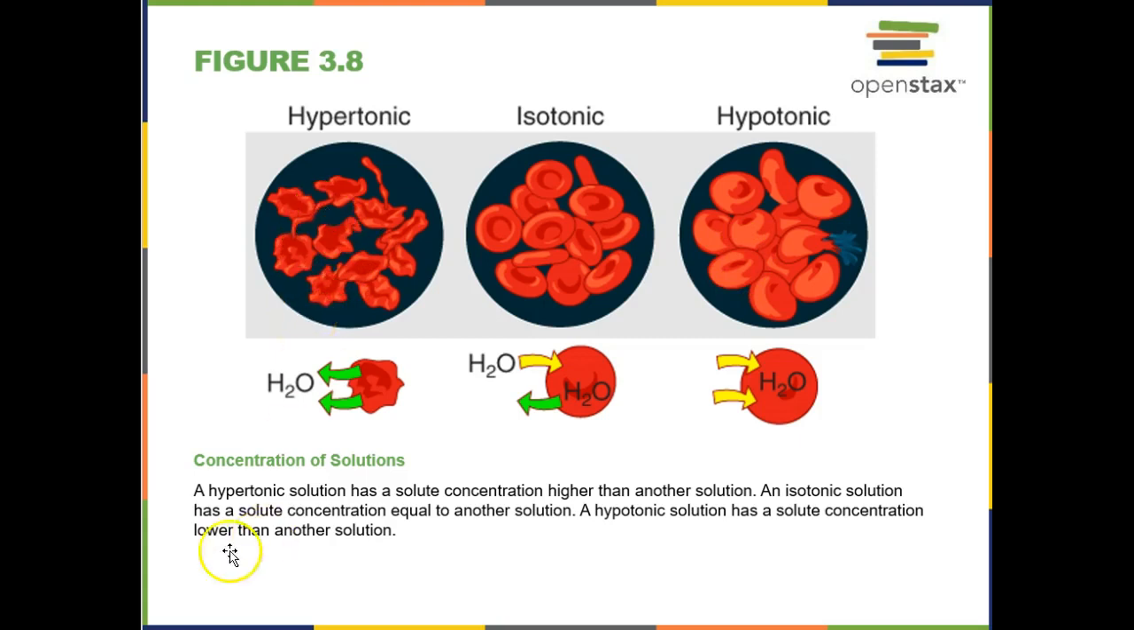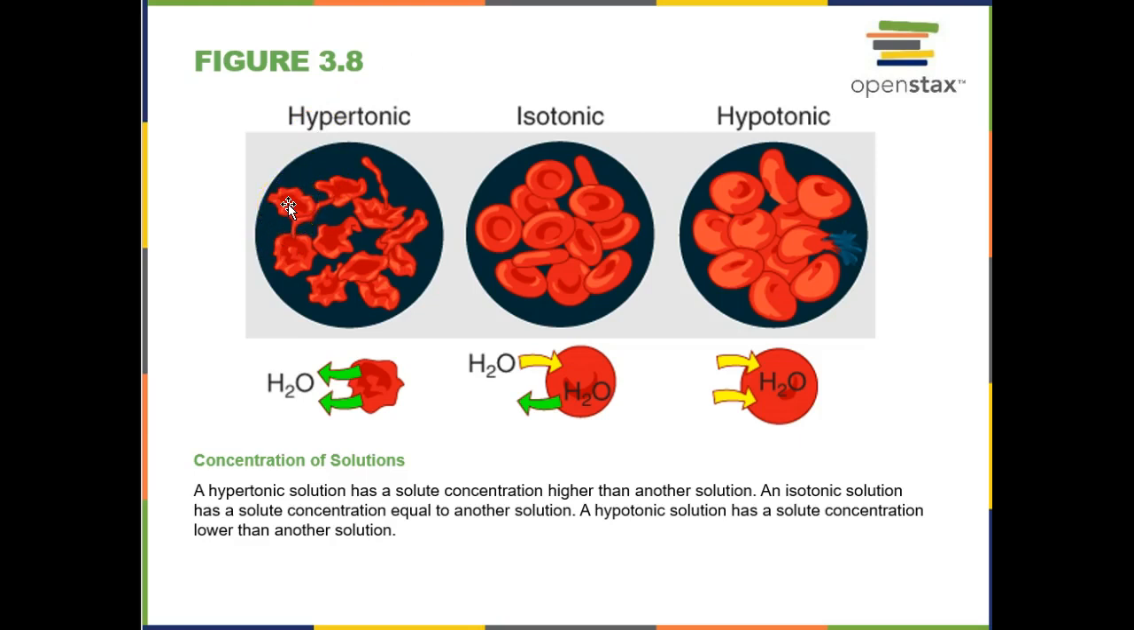In beaker 1, they are referring to the solution as hypertonic. So hypertonic means it has more solute in it than whatever you're comparing it to. So in this example here, the solution is hypertonic to the cells, meaning there's higher osmolarity in the solution.